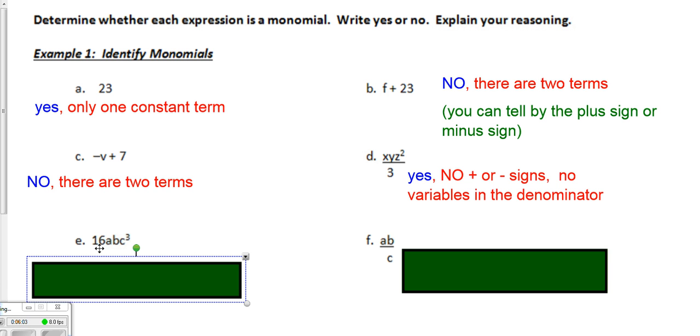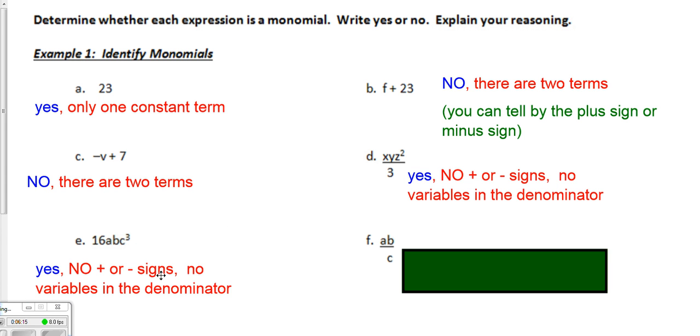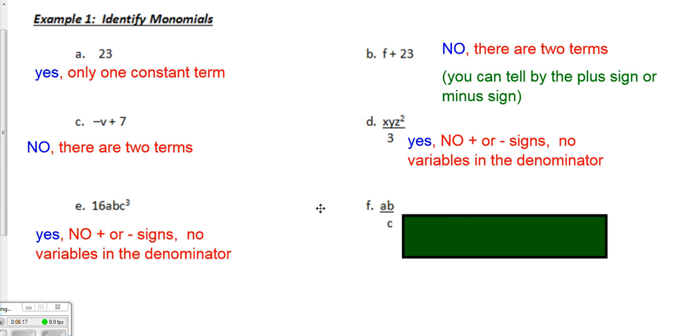Same thing with E. We have 16 times a times b times c cubed. All of these just being multiplied together as one thing. There are no variables in the denominator, no plus or minus signs, so yes, this would be a monomial.